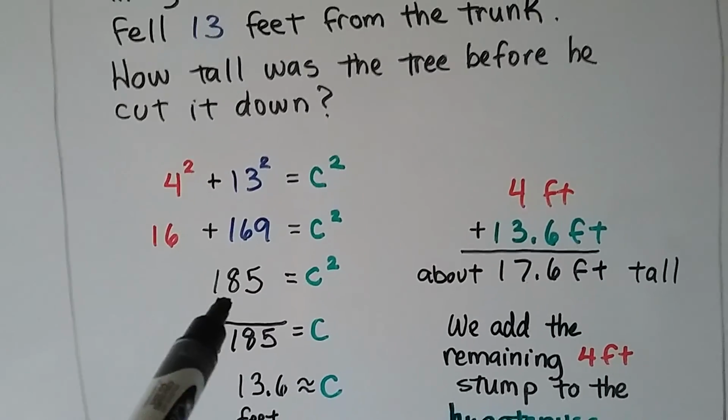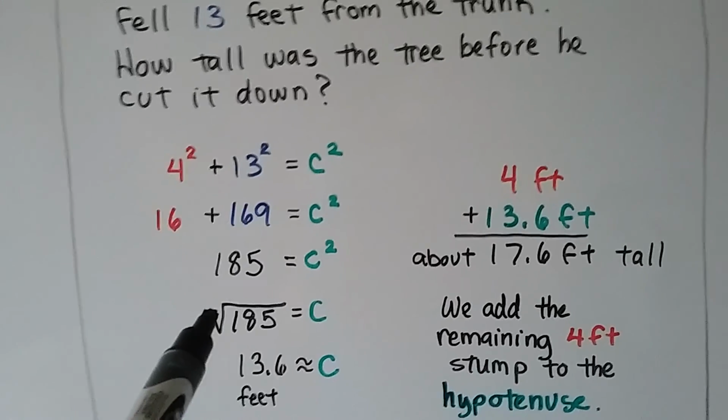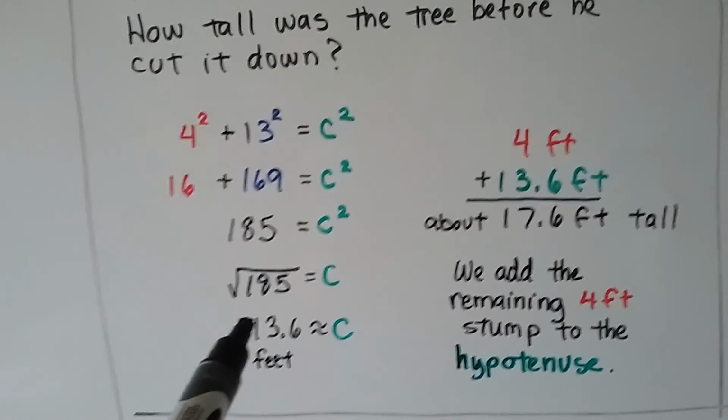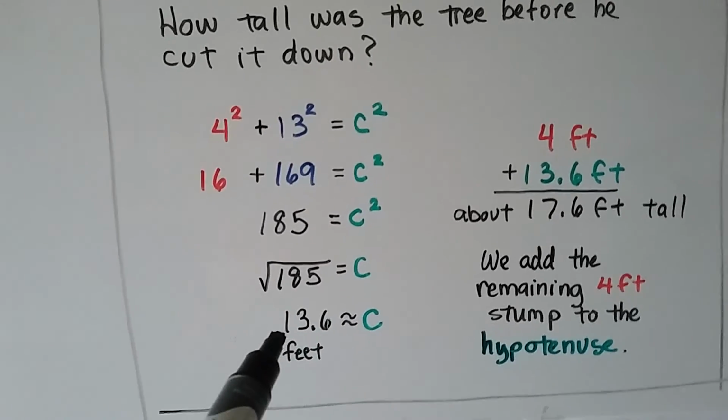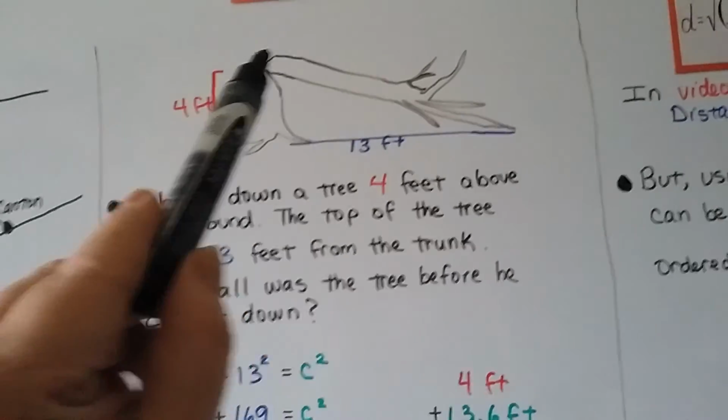We add these two together and get 185. We remove the little 2 exponent by putting a radical sign around the 185. Square root of 185 is about 13.6 feet. But we're not done. We know that this is 13.6 feet.